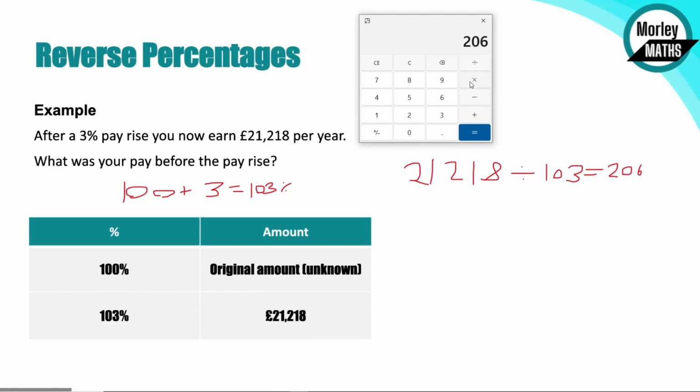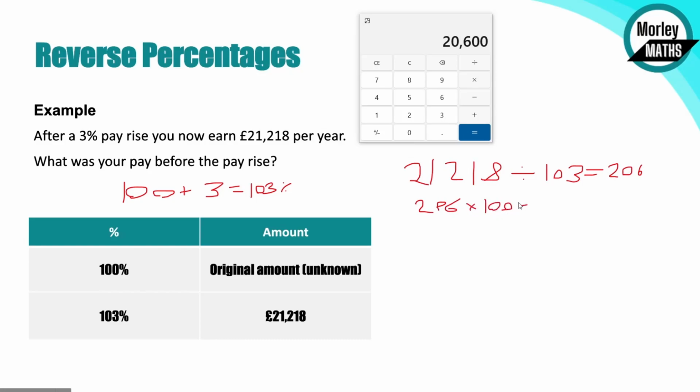Now, again, as I mentioned before, we always want to find out what 100% is, because your old value represents 100%. So we're going to times that by 100, and that gives us an answer of £20,600. And that's it. There we go.